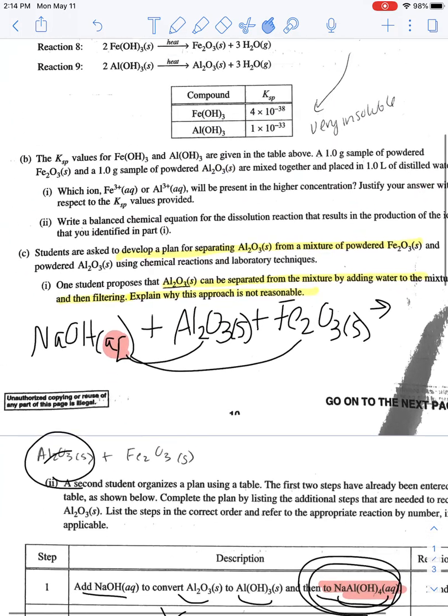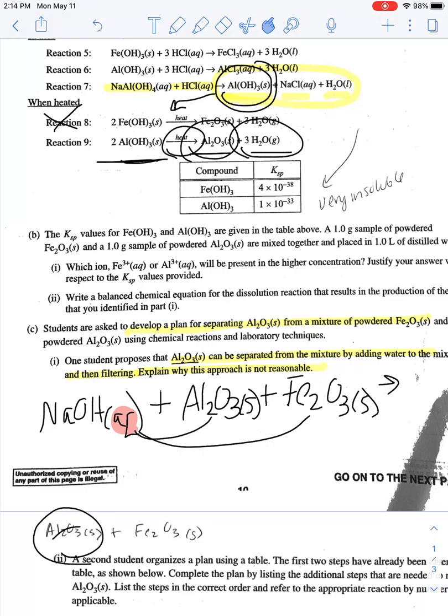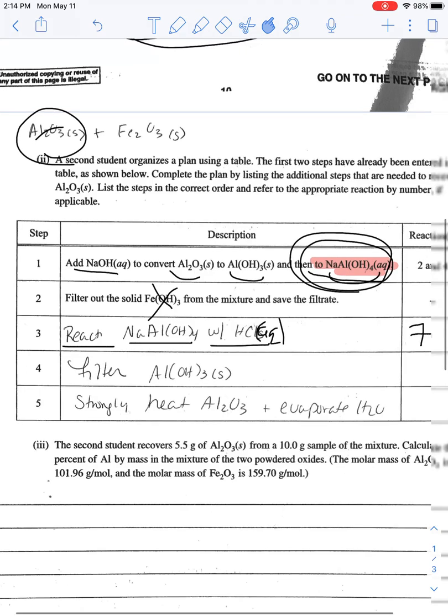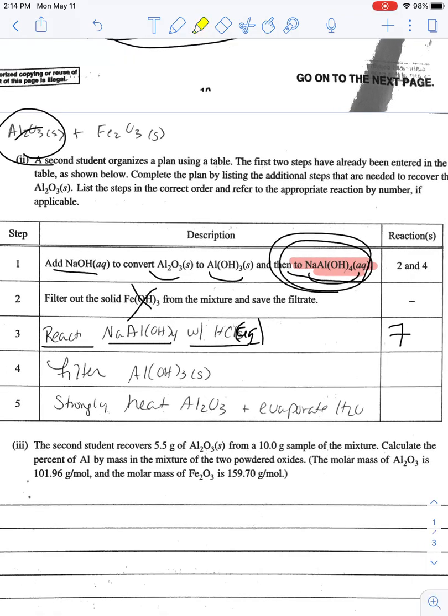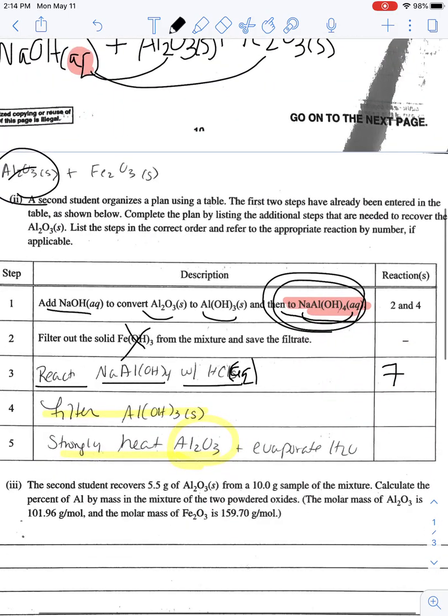After that reaction, I filtered it, so I am left with just this. I look down at these equations. This one I don't even care about. I have a solid, so if I heat it strongly, I'm going to be left with a solid, which is what I want, and water vapor. If I heat something strongly, the water vapor is just going to evaporate into the air anyway. So after I filter the Al(OH)3, I can strongly heat it to get Al2O3. The water is going to evaporate, and I'm going to be left with that. So that is reaction number 9.